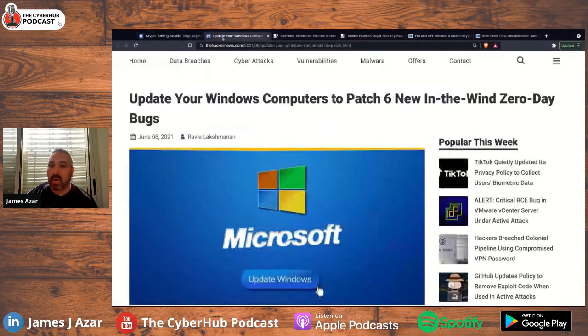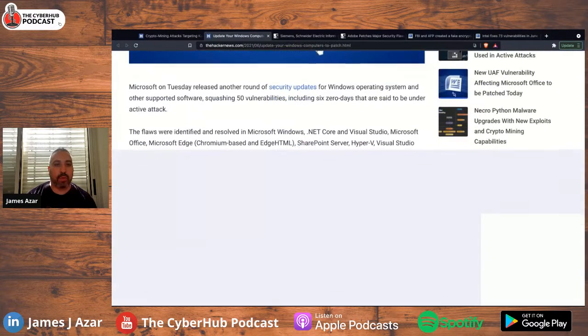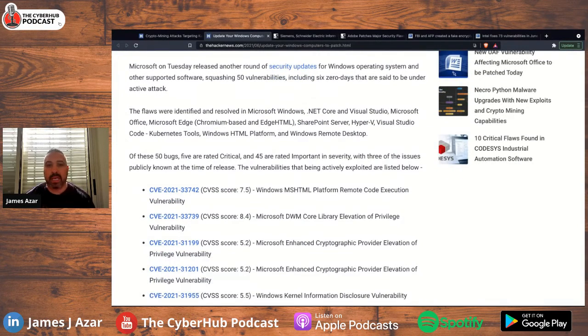Let's move to your Windows computers, where you've got to patch six new in-the-wild zero-day bugs, according to Microsoft. Microsoft released another round of security updates. This is as of Patch Tuesday, squashing 50 vulnerabilities, including six zero-days that are said to be under active attack. The flaws were identified and resolved in Microsoft Windows, .NET Core, and Visual Studio, Microsoft Office, Edge, SharePoint Server, Hyper-V, Visual Studio Code, Kubernetes tools, Windows HTML platform, and Windows Remote Desktop. Of the 50 bugs, 5 are rated critical, 45 are rated important in severity.